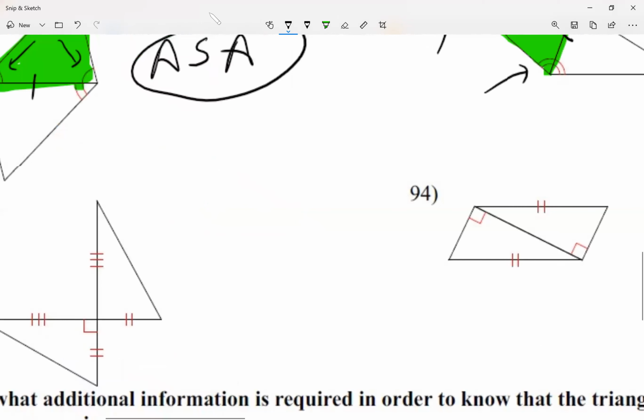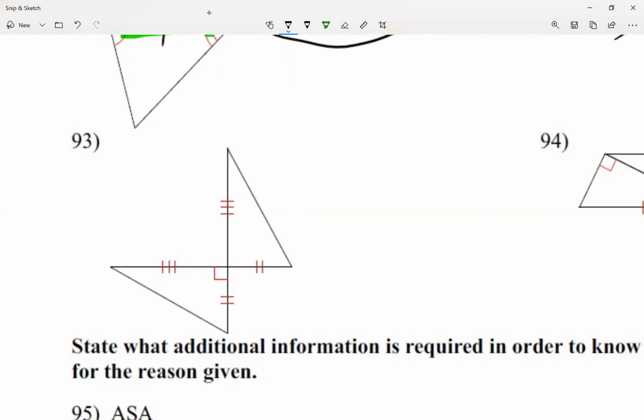Question 93. I'm gonna see that's a 90-degree angle. I'm gonna take a look at this triangle. Now this triangle has two sides marked.